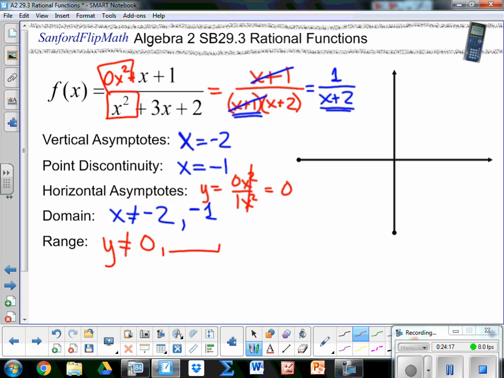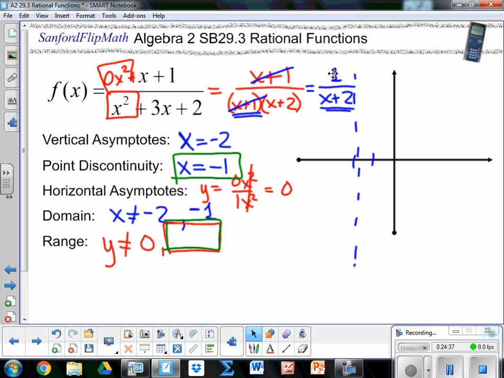Now there will be another value here. Okay, that's something that we're going to have to go hunting for. And I will tell you that it happens as a result of this x value. All right, so let's do some graphing based on what we have. Okay, I already know there is a vertical asymptote at x equals -2. I know there's a horizontal asymptote at y equals 0, which is the x-axis.